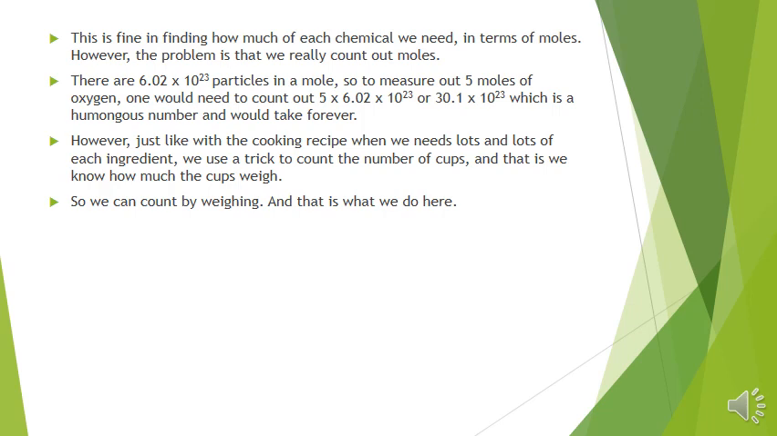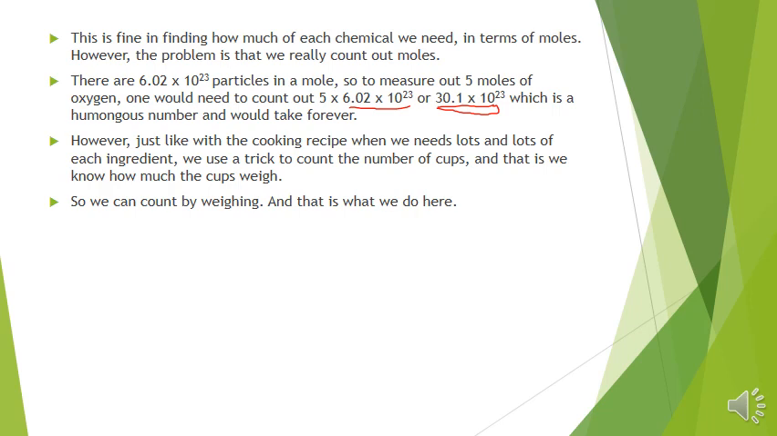Okay, this is finding how much of each chemical we need in terms of moles. However, the problem is we really can't count out moles. There are 6.02 times 10 to the 23rd particles in a mole. To measure out 5 moles of oxygen, one would need to count 5 times 6.02 times 10 to the 23rd, which is the amount of a mole. And therefore, you have to measure out 30.1 times 10 to the 23rd oxygen molecules, and that would take forever. So there has to be an easier way to count out this huge amount without counting.